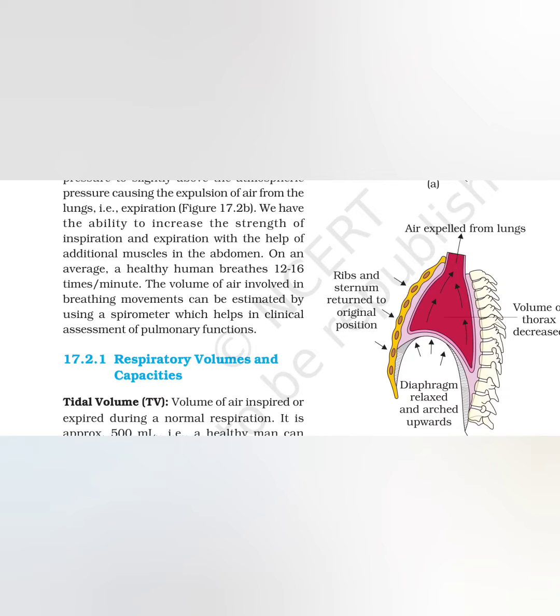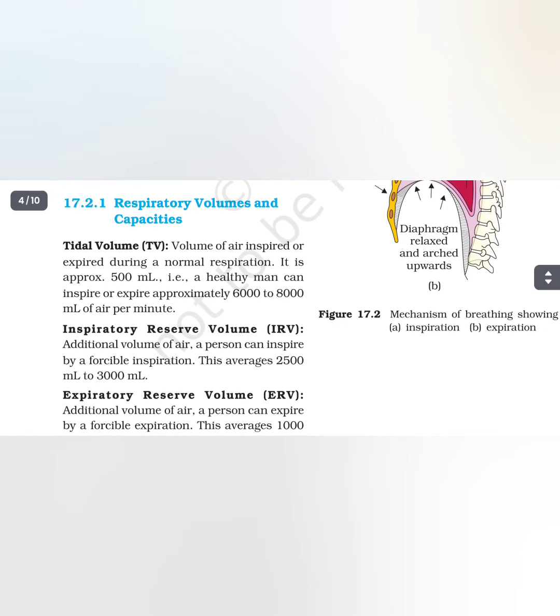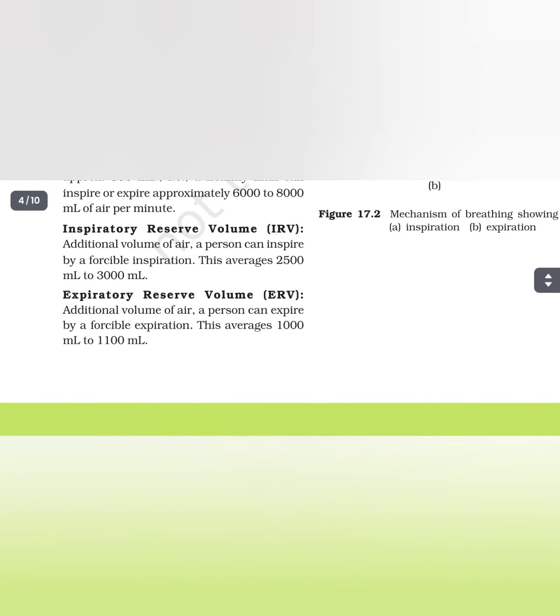The volume of air involved in breathing movements can be estimated by using a spirometer, which helps in clinical assessment of pulmonary functions. Respiratory volumes and capacities. Tidal volume: volume of air inspired or expired during a normal respiration. It is approximately 500 milliliters. That is, a healthy man can inspire or expire approximately 6,000 to 8,000 milliliters of air per minute.